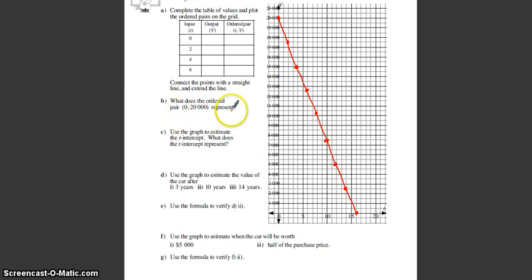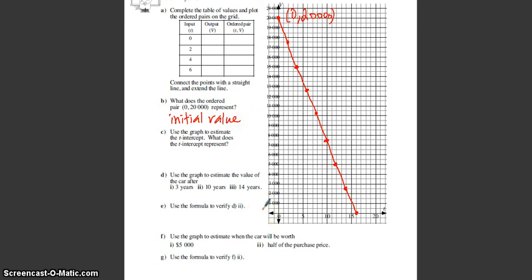What does the ordered pair represent here? This point has a name. It's called the y-intercept. What does it represent? It represents the initial value. Usually the y-intercept is the initial value of the things you have.